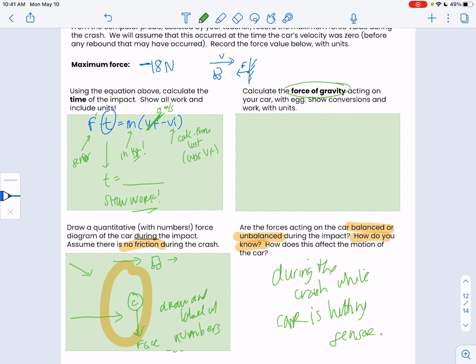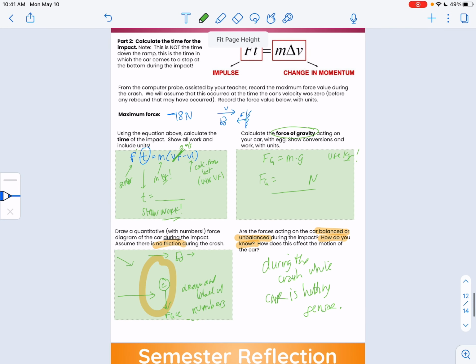Now once you've drawn the force diagram, remember your force of gravity is going to be mass times the gravitational field strength. Remember to use kilograms again. And then you're going to crank out that calculation and tell me how many newtons your car weighs. And that is it. So I don't think it's going to be horribly taxing.